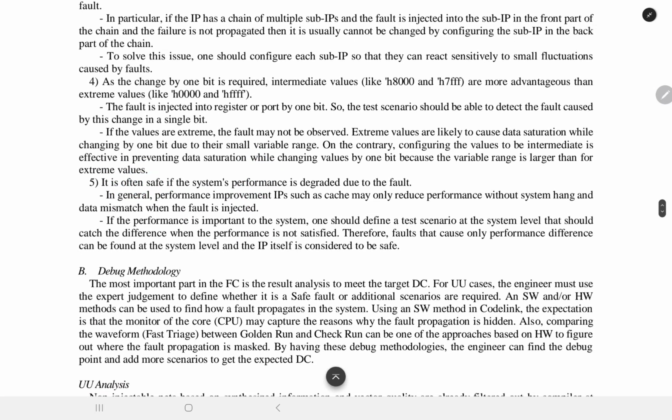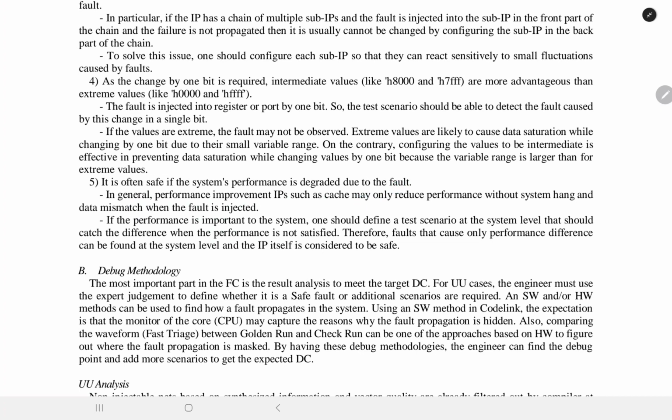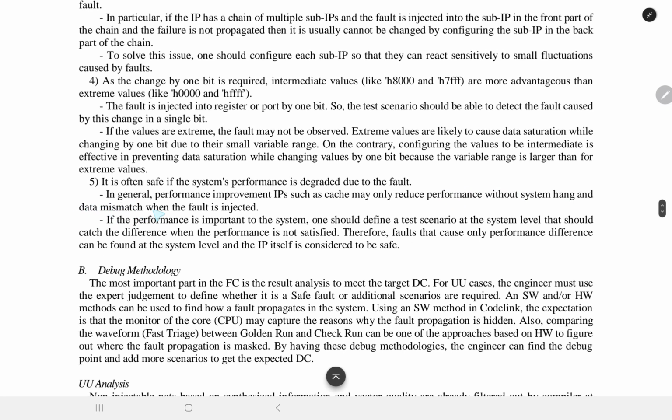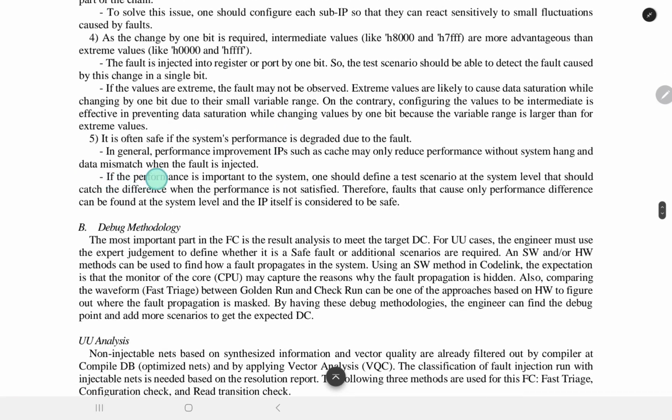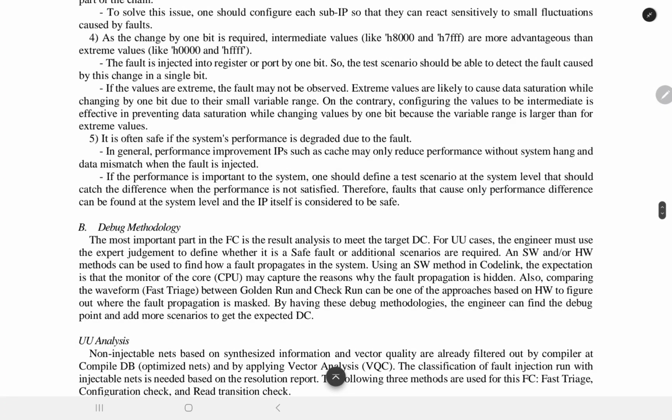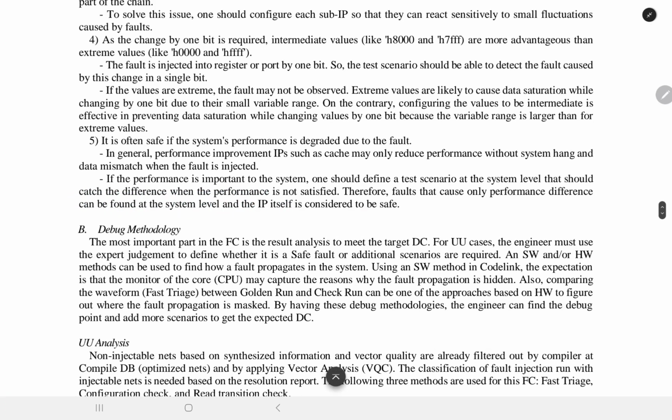It is often safe if the system performance is degraded due to the fault. In general, a performance improvement IP such as cache may only reduce performance without system hang and data mismatch when a fault is injected. If the performance is important to the system, one should define a test scenario at the system level that can catch the difference when the performance is not satisfied. Therefore, faults that cause only a performance difference can be found at the system level, and the IP itself is considered to be safe.